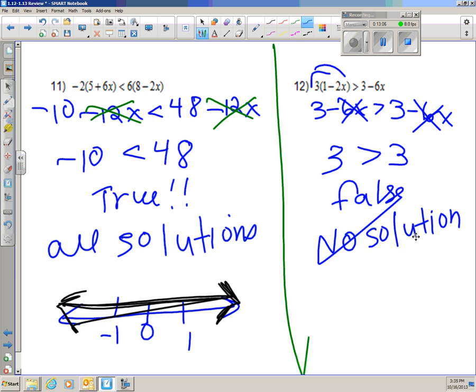Which means I don't have any number line to graph. There's no solution. Let's try some of these word problems.